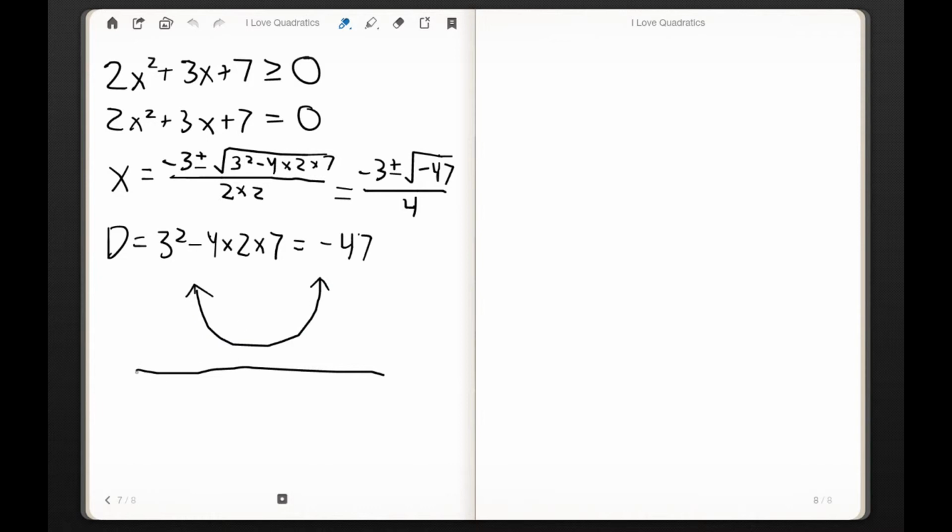So the values of x on the x-axis here, it's the whole thing. No matter what value for x we have, the value of this expression will always be greater than or equal to 0. So the solution here is infinite. Any value for x will make this inequality true.